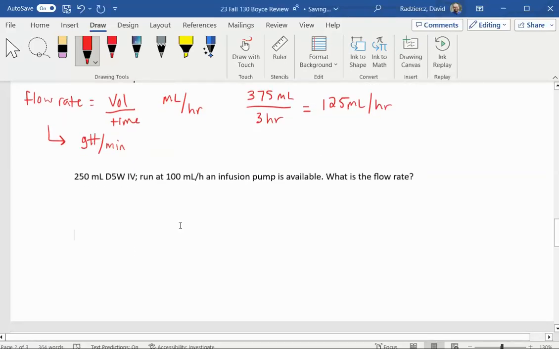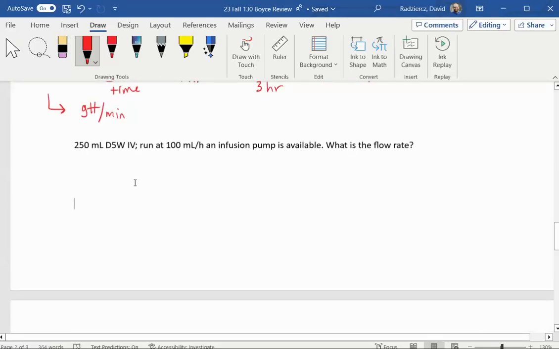All right. So this one is also about flow rate, but they're giving you some other information. I actually think this might be a confusing question. So let me look at it real quick and make sure I can answer it too. So 250 milliliters running at 100 milliliters per hour. What is the flow rate? Well, unfortunately, this is a bad question, because the answer would just be it's running at 100 milliliters per hour. I don't know if this was supposed to be asked a different way.